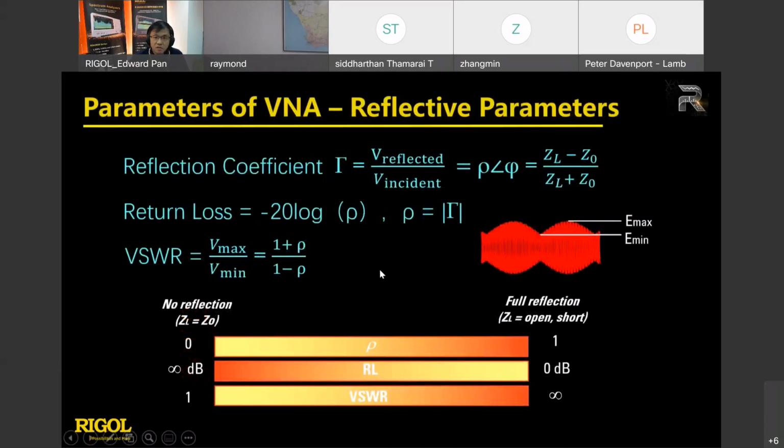So these are the reflection parameters of the VNA. You can see the reflection coefficient here, so you can get the SWR and the reflection coefficient information. If the load is open or short, the coefficient magnitude is 1, and 0 means impedance matching. So the VSWR goes to infinity for total reflection, and goes to 1 for the matched state.